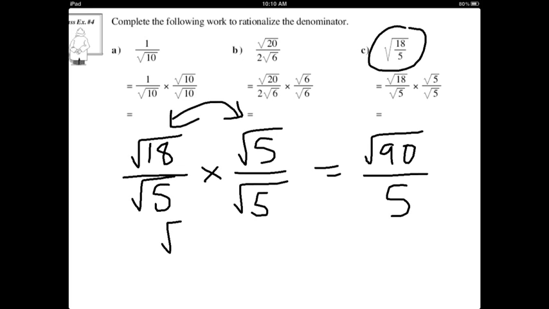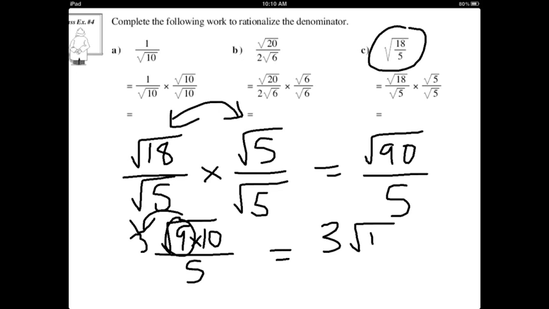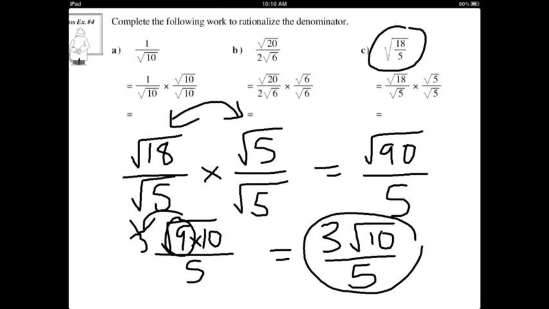90 can be reduced because that's 9 times 10. 9 is a perfect square. It can be brought out. That's a 3. So now what you have here is 3 root 10 over 5. Can't reduce that any further, so that's going to be your final answer.